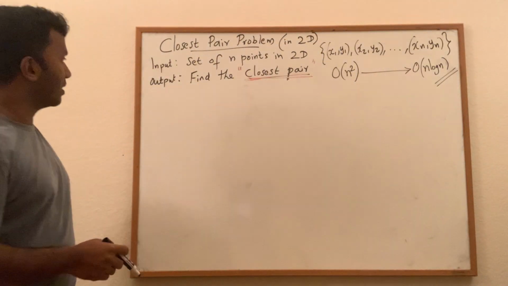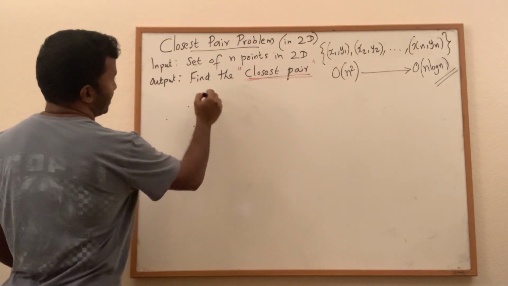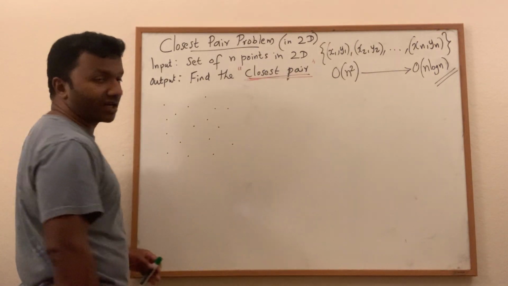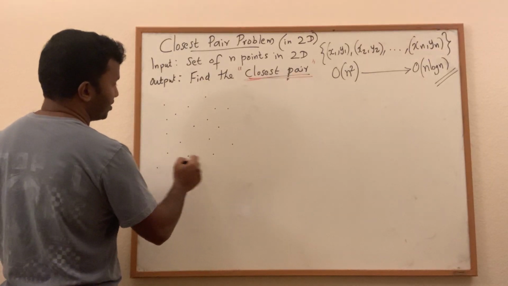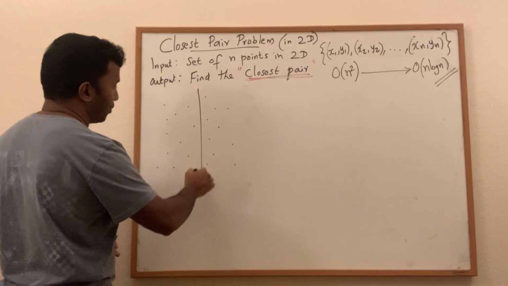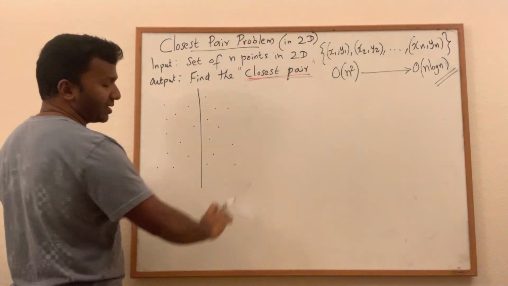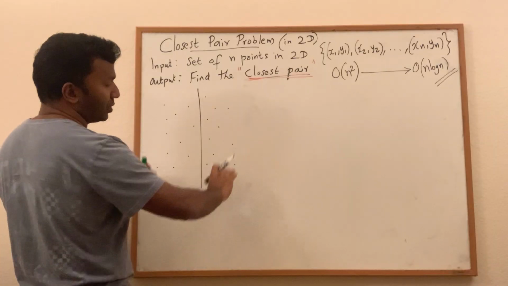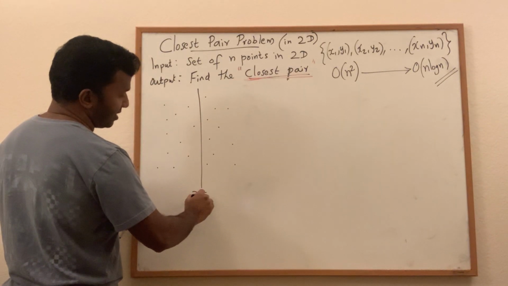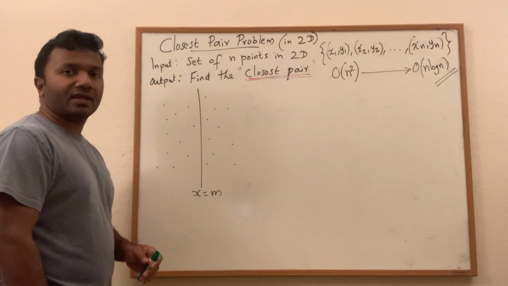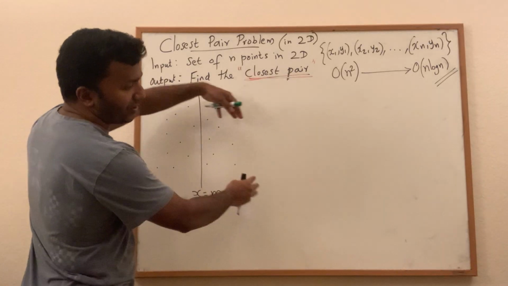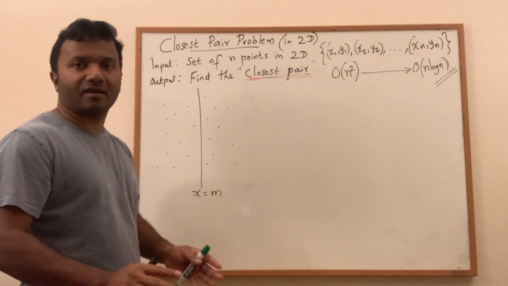Okay, so let's start. Let me first show a small picture. Let's say these are our points in space. The first thing we will do is divide these points into two parts, or divide the space into two regions using a vertical line. Let's say x is equal to m, in such a way that the number of points on the left side and the number of points on the right side are roughly the same.